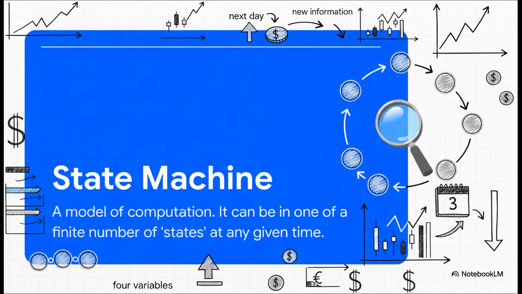What we're really building here is a simple state machine. And hey, don't let that term scare you. It's just a fancy way of saying we have a system with a few specific states, in our case, our 4 variables, and it just chugs along, updating itself based on one new piece of information at a time. And for us, that new info is just the next day's stock price.